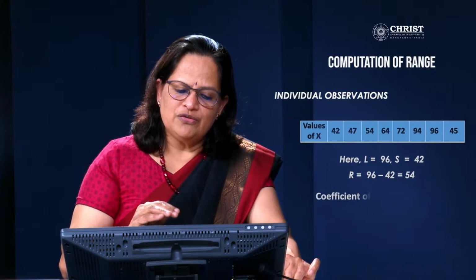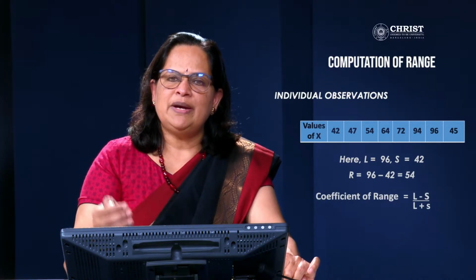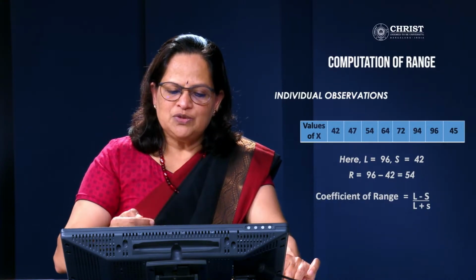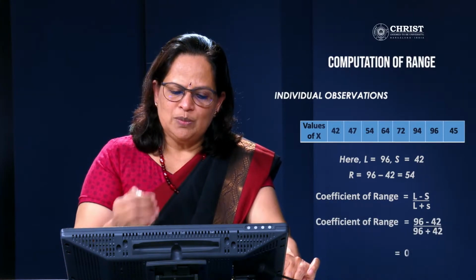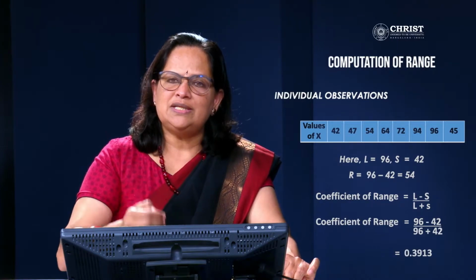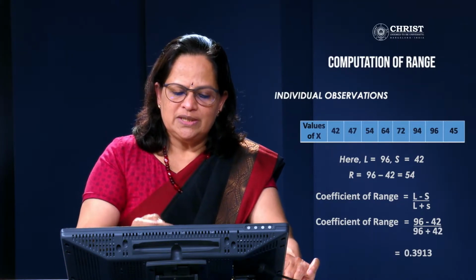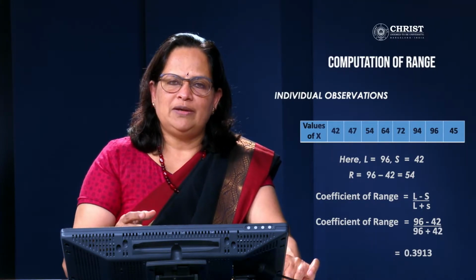Now coefficient of range is L minus S divided by L plus S. So we can substitute the values in the equation. Coefficient of range is equal to 96 minus 42 divided by 96 plus 42. So that is 0.3913. Now if you calculate for discrete series, it has got its own limitations.